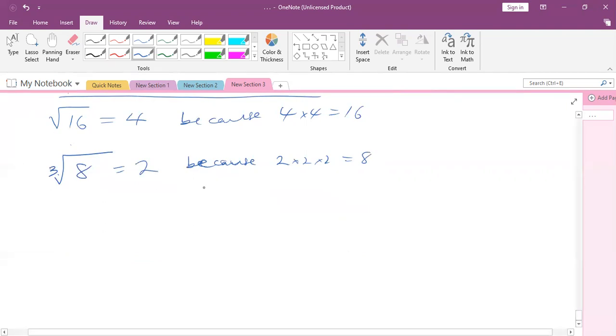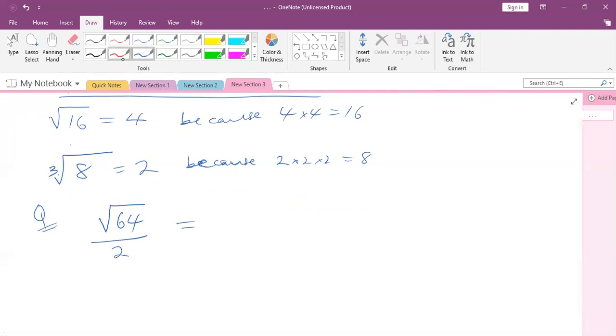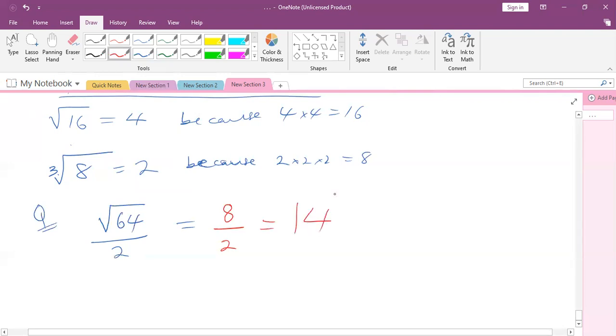Now, this can be combined in different forms in a question. So let's say a question like this. It could be given, let's say, square root of 64 divided by 2, right? So how do you approach this? You first have to find the square root of the number given. So square root of 64, that's 8 times 8 gives me 64. So square root of 64 will be 8. You know, do that first and then divide by 2. So that will give us 4, right? Something like this.